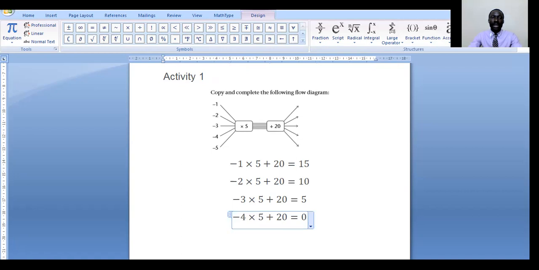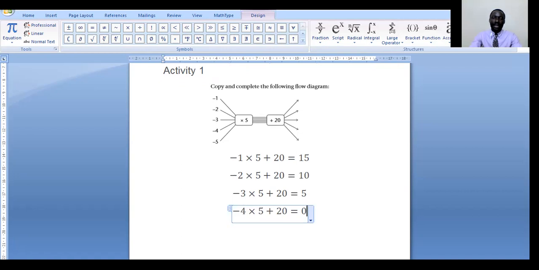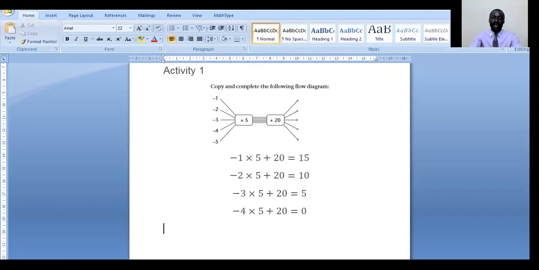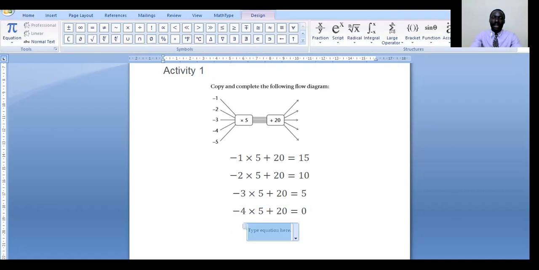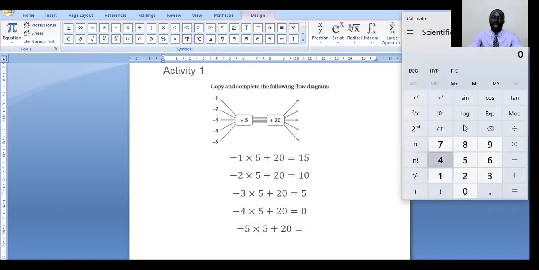Then lastly, what do we have? Lastly, we have -5. So here we have -5 that we have to multiply with 5 before we can add 20 to it. With the help of a calculator right here, this gives us -5.